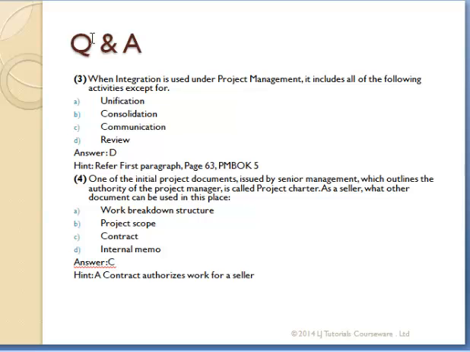Okay, let's look at question 4. One of the initial project documents used by senior management, which outlines the authority of a project manager, is called project charter. As a seller, what other document can be used in its place? Remember when we discussed agreements, I said agreements can be in the form of SLA, MOU, and contracts. So looking at it, contract is the correct answer.